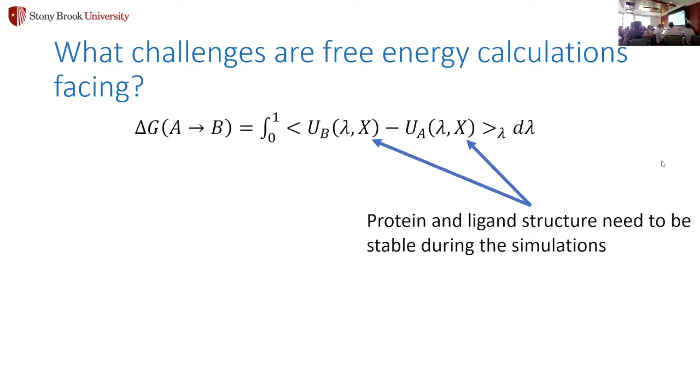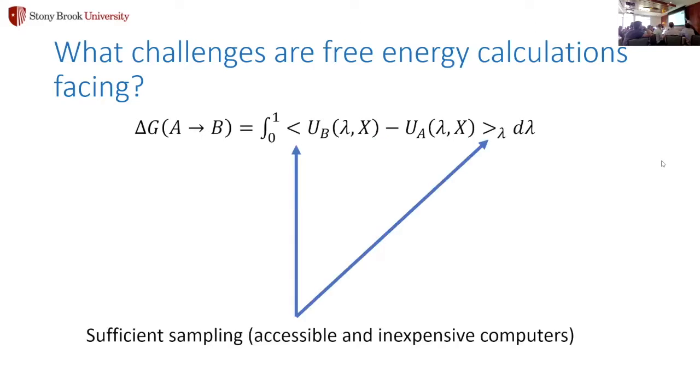And the other one is just the bracket, sufficient sampling. So it's just whether you have accessible and inexpensive computers that allow you to do this in a reasonable amount of time. So these are all the critical components. The equation is simple, but to get everything right is quite challenging.